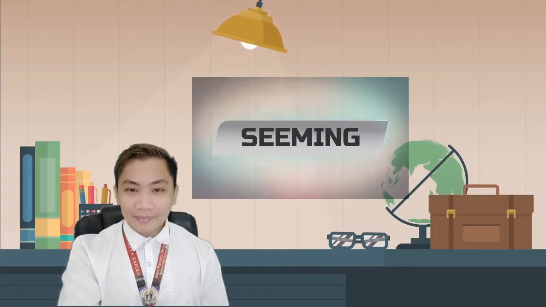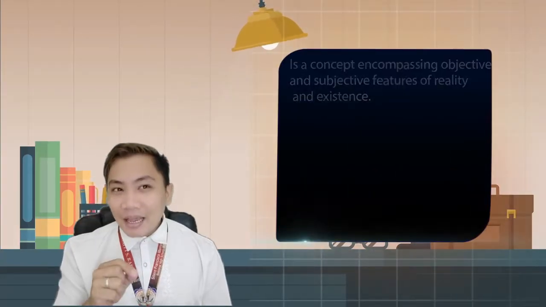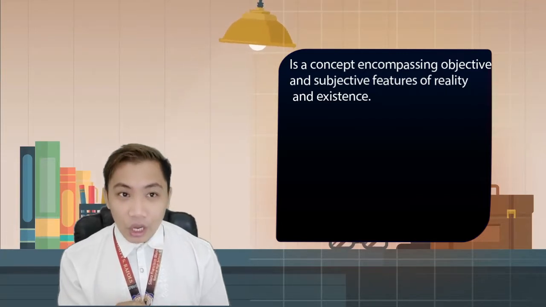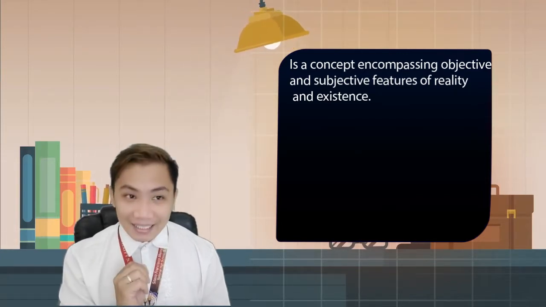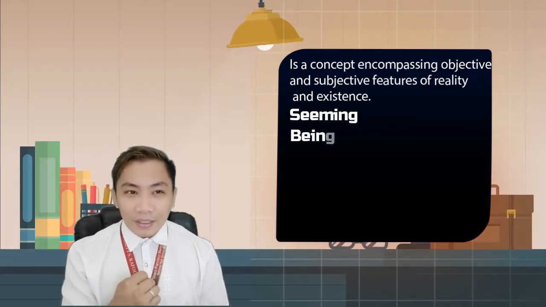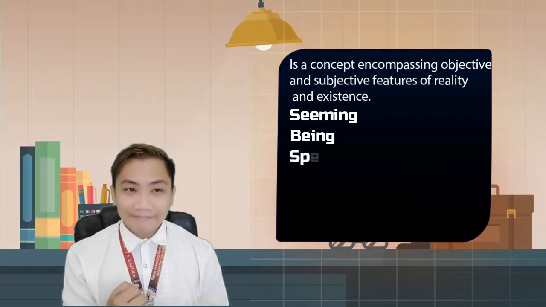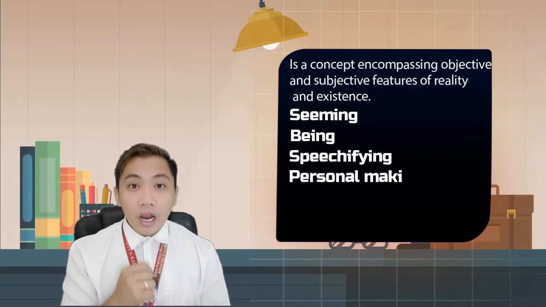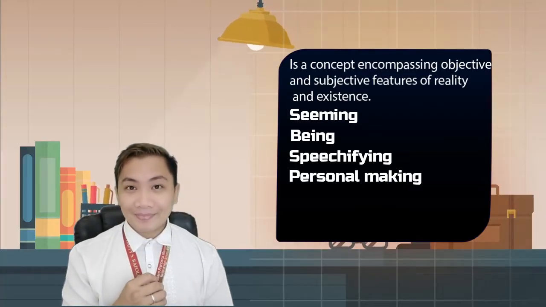Number 2 is a concept encompassing objective and subjective features of reality and existence. We also have 4 options: seeming, being, speechifying, or personal making? Comment down your answer. All right, the answer is being.